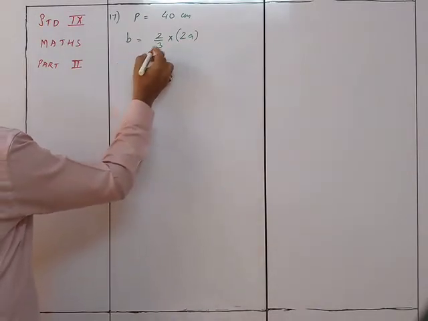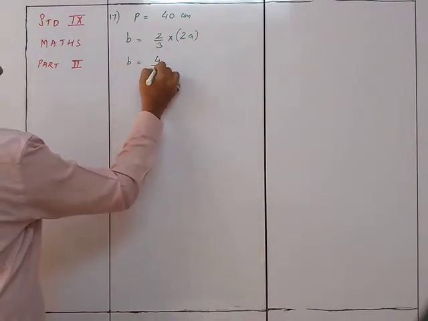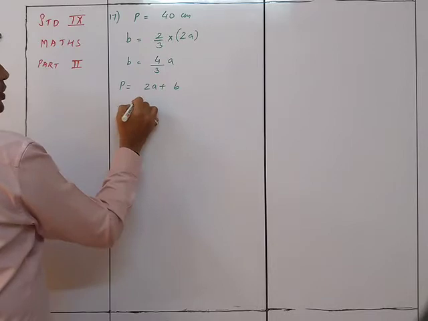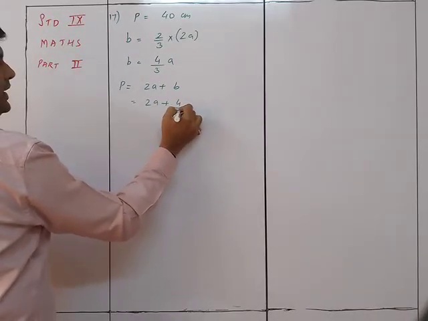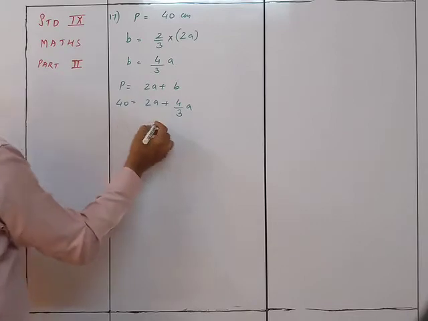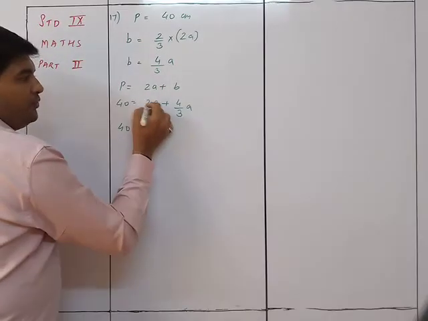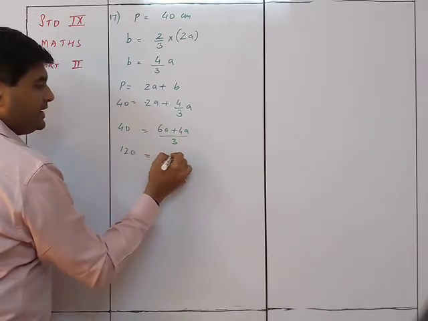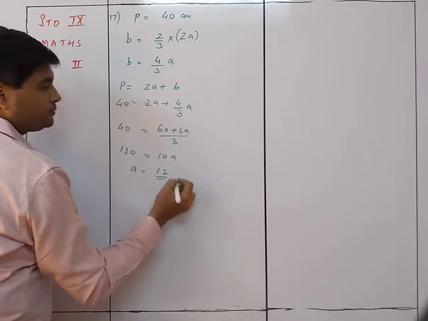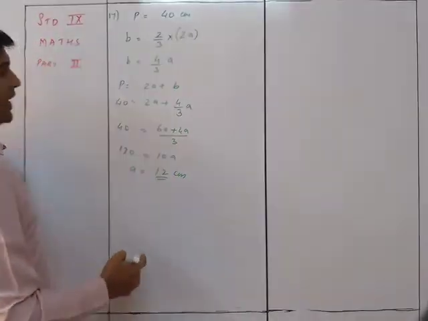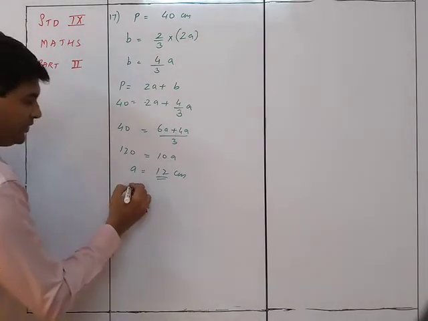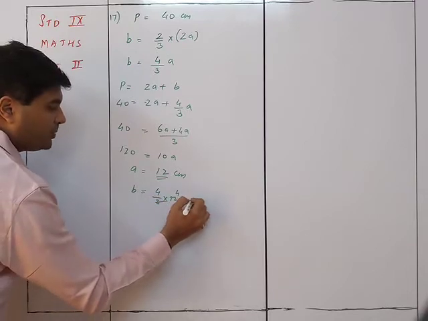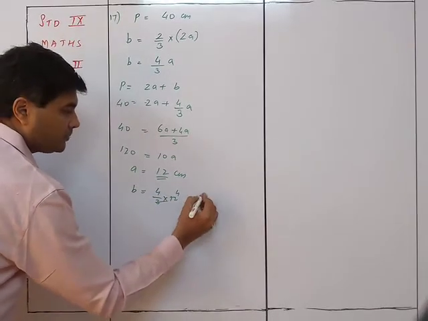So b is equal to 4 upon 3a, and you know that P is equal to 2a plus b, so it will be 2a plus 4 upon 3a, so that 40 is equal to this much. So 40 is equal to 6a plus 4a upon 3, so that will be 120 is equal to 10a, so a will be equal to 12 centimeters. So now we know that equal sides is 12 and b will be equal to 4 upon 3 into 12, that is going to be 16 centimeters.